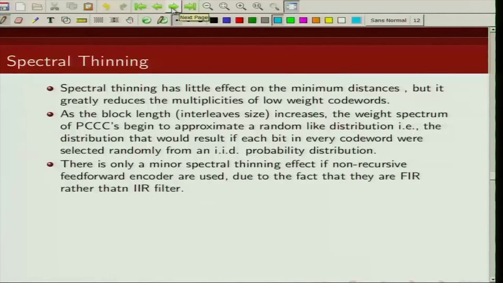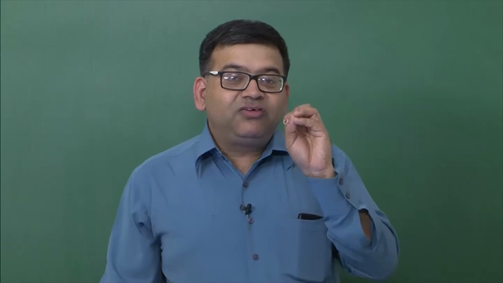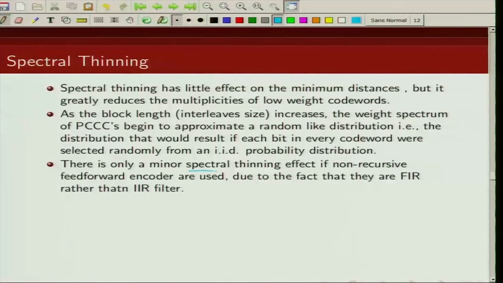Now the example that we took, we had considered a feedback systematic encoder. Now if we replace that feedback encoder with a feed forward encoder, we see a very small spectral thinning effect even with large block sizes. So, this spectral thinning effect is pronounced in case of a recursive encoder, not in the case of non-recursive encoder.